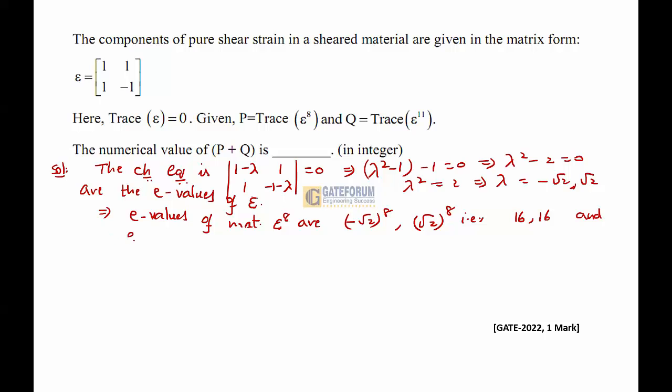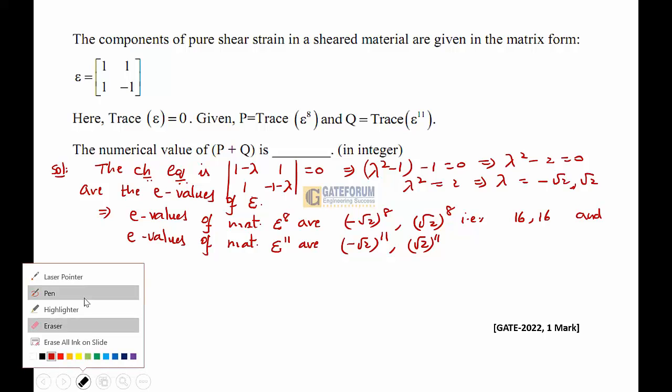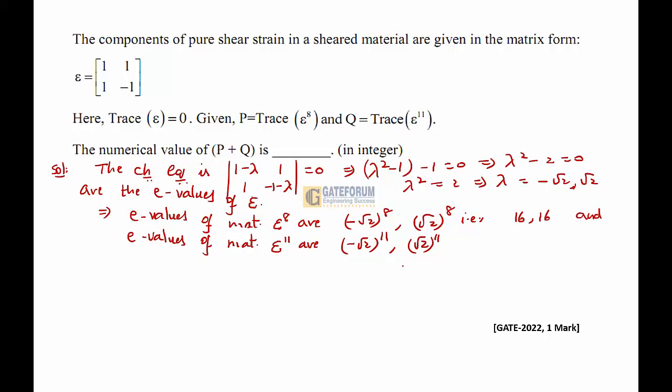And the eigenvalues of matrix epsilon power 11 are minus root 2 power 11, root 2 power 11. That is minus 32 root 2 and plus 32 root 2.